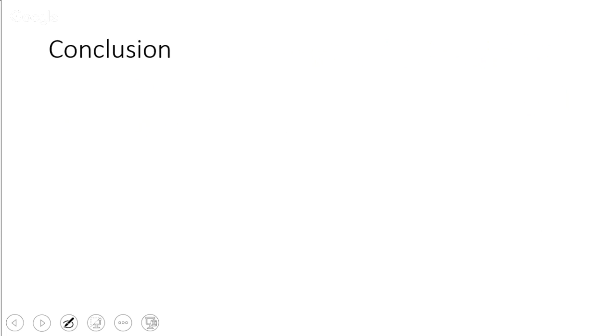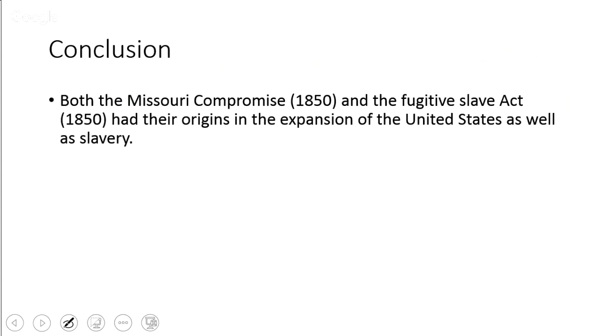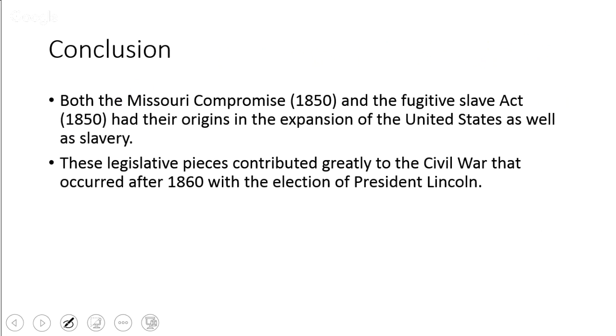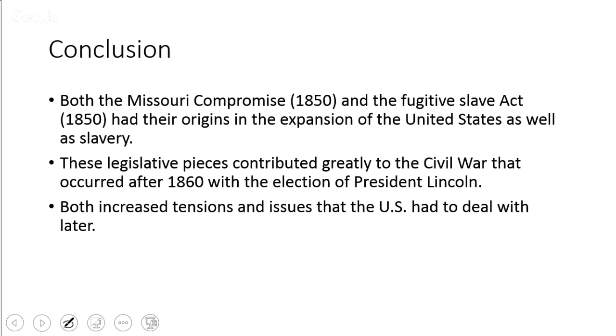All right, after you finish all of that, we will do the conclusion. Again, we will talk about both these laws. Where did they come from? They came from the expansion of the U.S. and also came from slavery. These legislative pieces caused the Civil War that happened after 1860 with the election of President Lincoln. Once President Lincoln was elected, the southern states seceded. Both increased tensions and issues that the US had to deal with later.